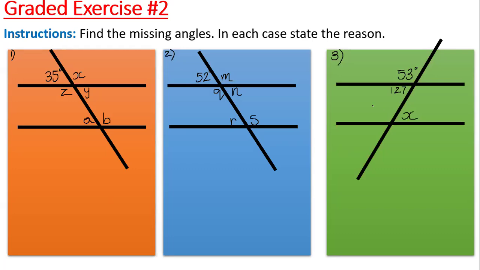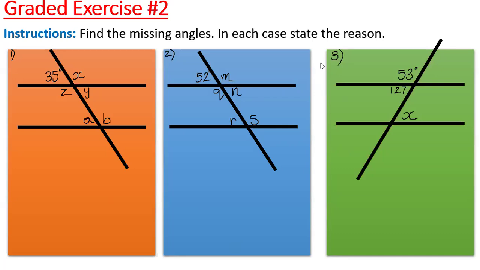Mr. Boutique, number 2, what is this letter next to N? Q. Oh, okay. All right. Go ahead. You said we have to write the reason as well, right? Yeah, state the reason. So tell me what each angle measures and then state your reason as well.